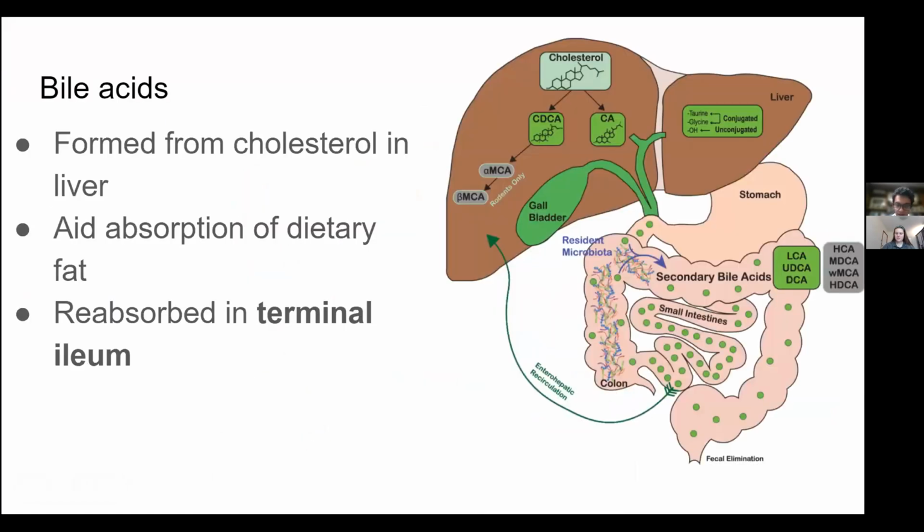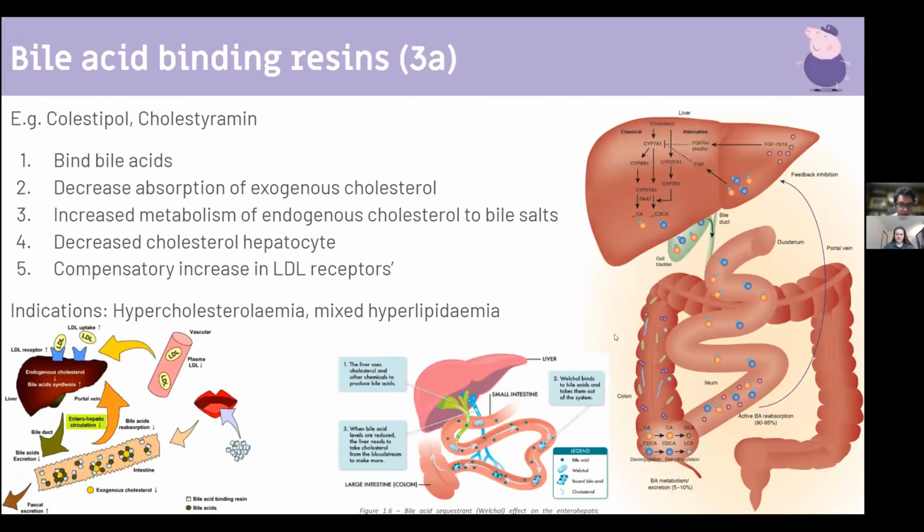Bile acids, this is just some context for the next thing. They're formed from cholesterol in the liver, and they aid the dietary absorption of fats. So cholesterol is converted to bile acids in the liver. It's transported to the gallbladder. When you have fats, it's going to be ejected into there to help digestion of the fats. They get reabsorbed and cycled in the ileum, which you don't need to know what that is yet.